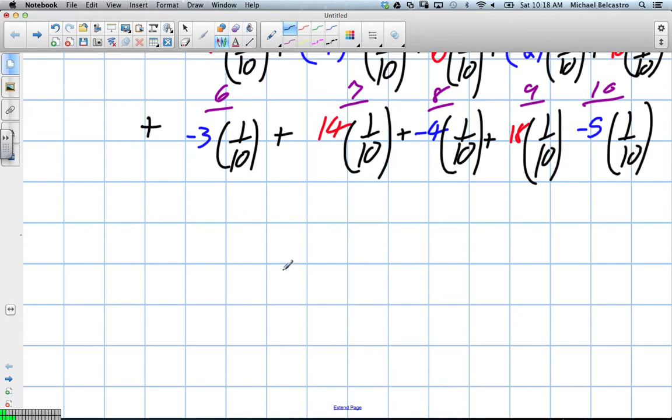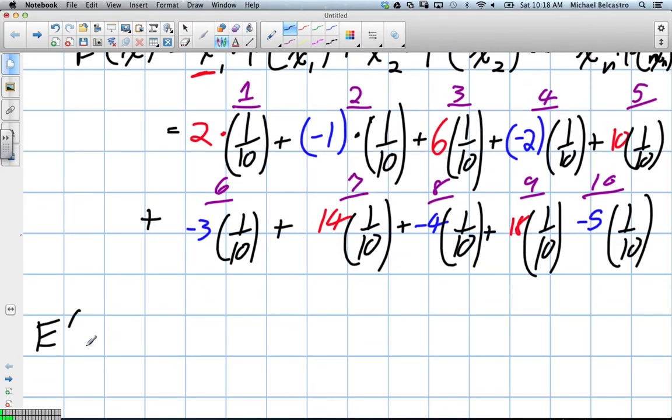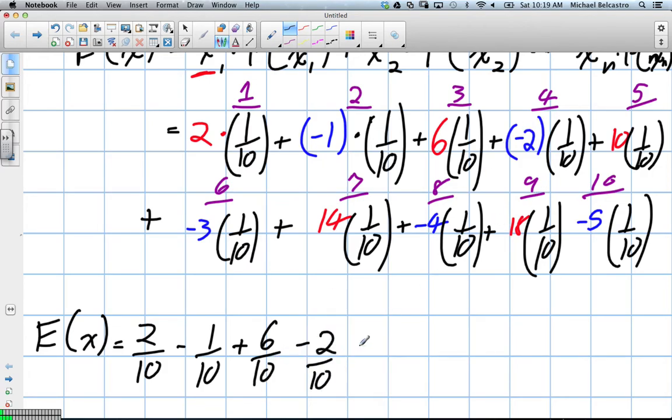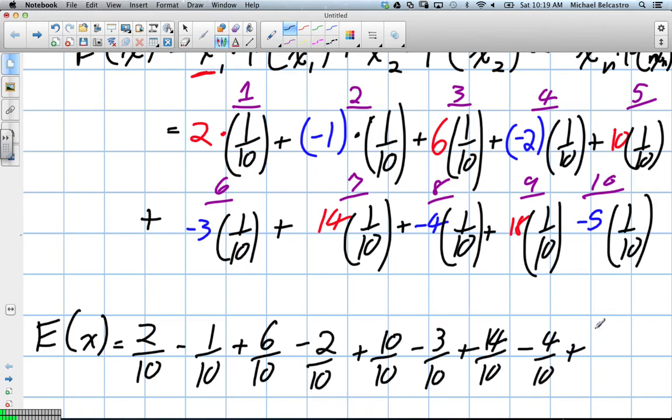I'm going to quickly try to put all these fractions together. So the expected outcome is going to be, the first one will be 2 over 10, minus 1 over 10. That's for 1 and 2. We multiply negative 1 times a 10th. Does that make sense? Okay. 6 times a 10th will be plus 6 over 10. The next value is minus 2 over 10 plus 10 over 10, which is 1, minus 3 over 10 plus 14 over 10 minus 4 over 10 plus 18 over 10 and minus 5 over 10.